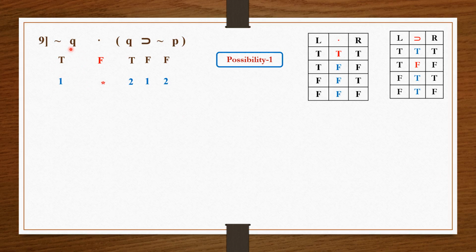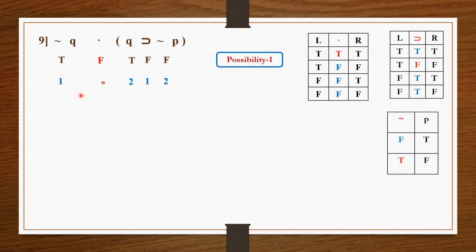Now we come to Q's value. What will be Q's value? If negative Q is true, then Q will be false. But before that, we have to first write the value of P. You can see if negative P is false, then P will be true. So that will be the third step. Now we go to Q's value. If negative Q is true, then Q will be false. This is 4.